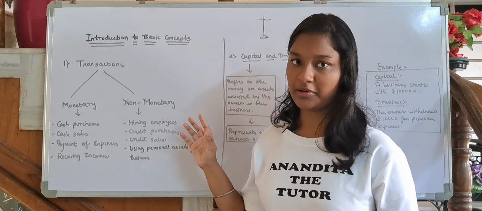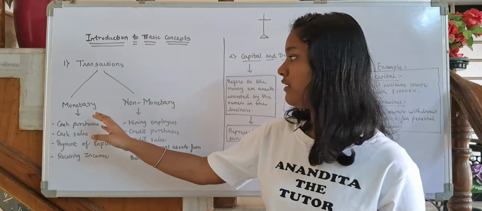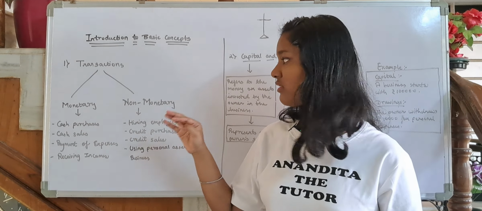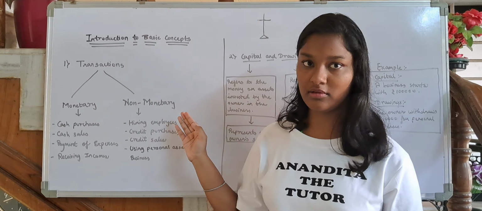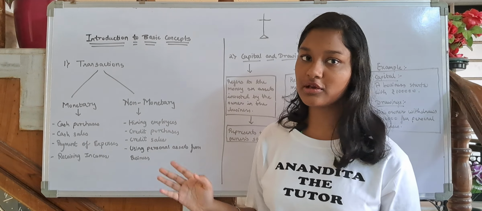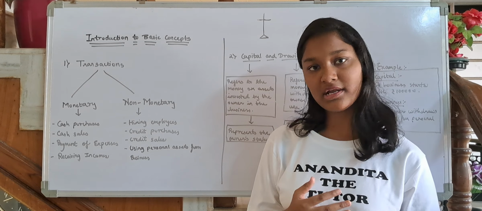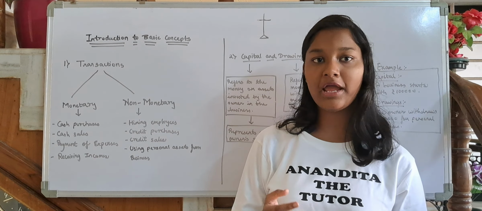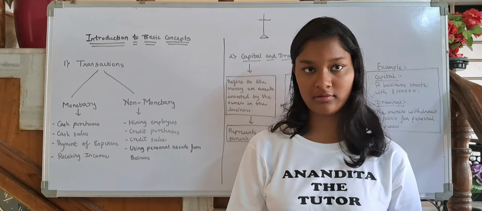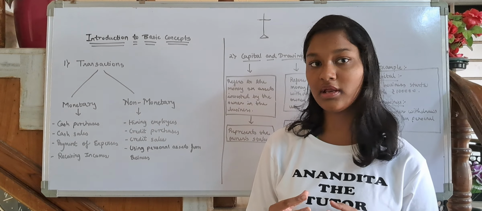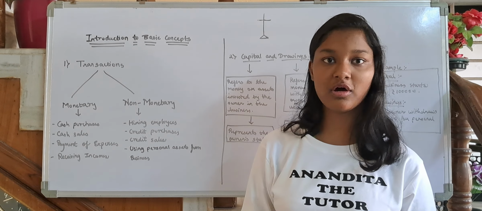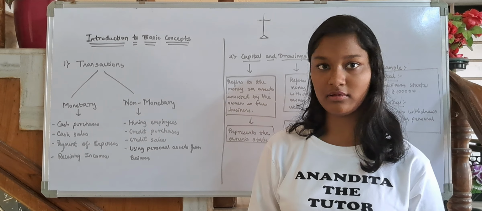Now non-monetary. As I said, monetary includes money. This is the opposite of monetary transactions, so money is not included. In the barter system, what used to happen? I used to buy rice and give wheat. That used to be a non-monetary transaction because it did not include money.